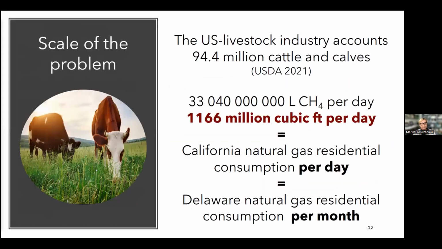Next slide, please. And it's just an example. We all know that cattle is one of the biggest challenges in methane emissions. In the US, livestock include 94.4 million cattle. And I did a very simple calculation. Each cow will produce about 200 to 500 liters of methane per day. If we count all the population of cattle, that would be about 1,166 million cubic feet per day.